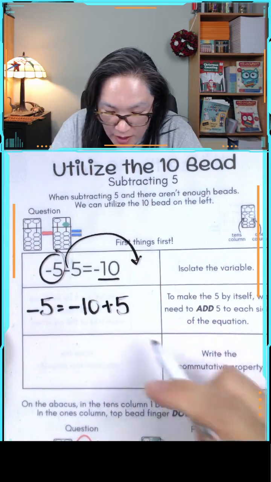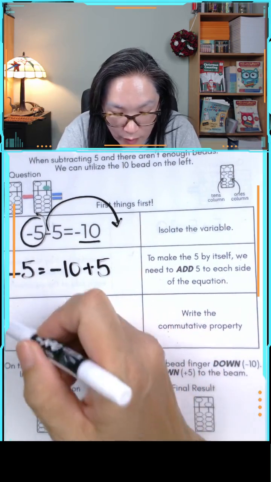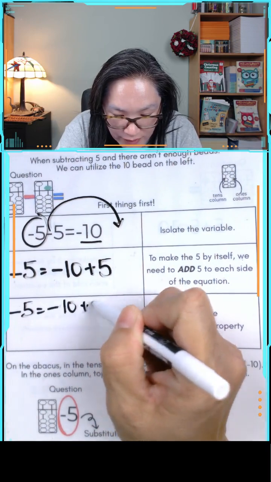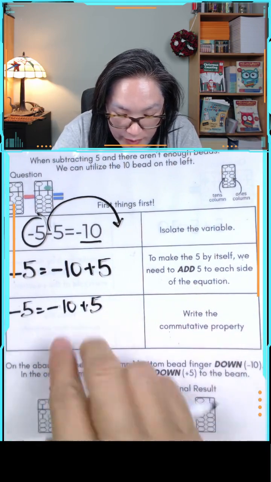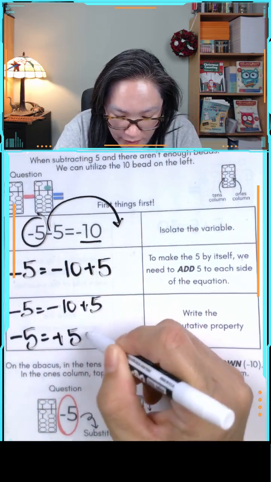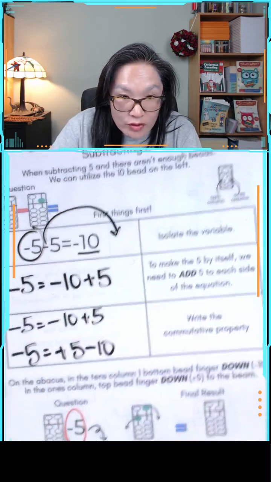That's it. And so then when you rewrite it, using the commutative property, it means: minus the 5 is equal to minus the 10 plus the 5, and then you have to flip it. Minus the 5 is equal to plus the 5 minus 10. And that's it.